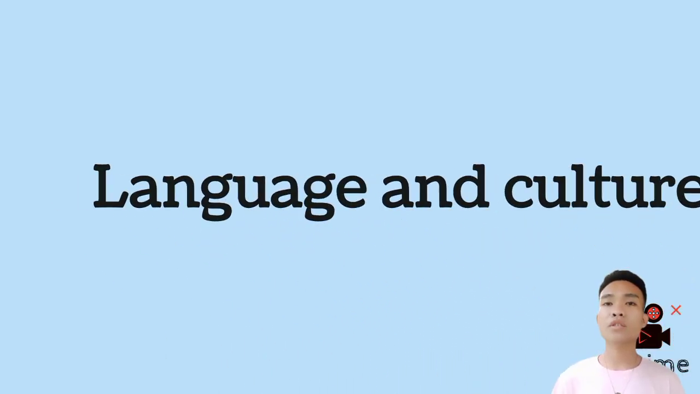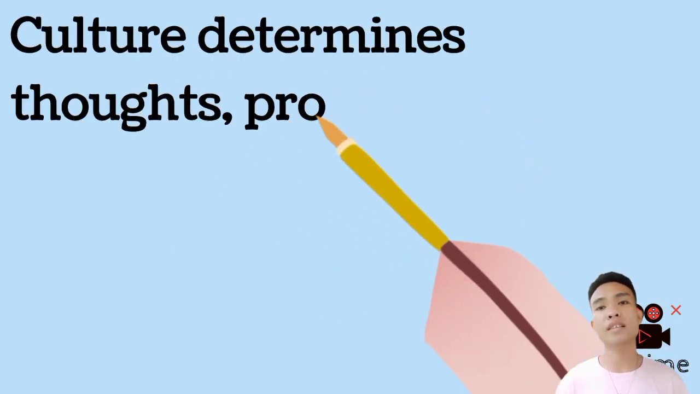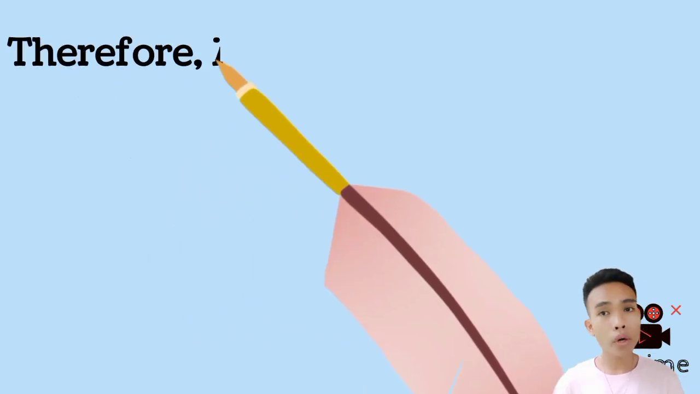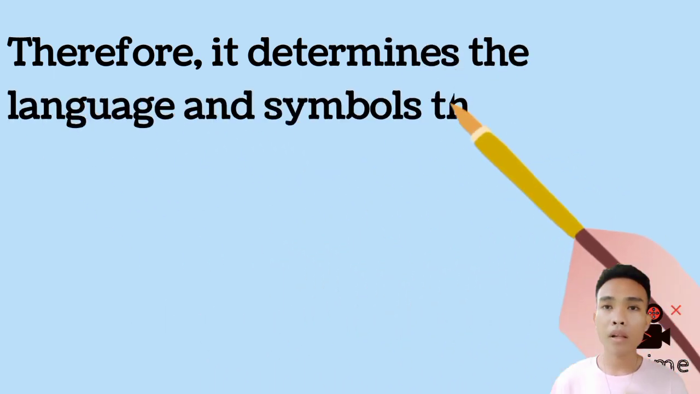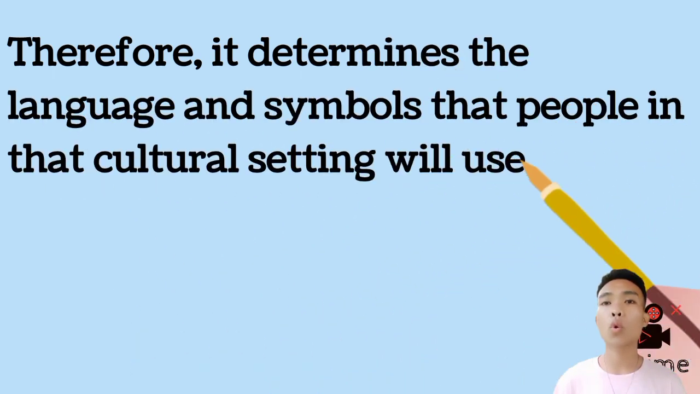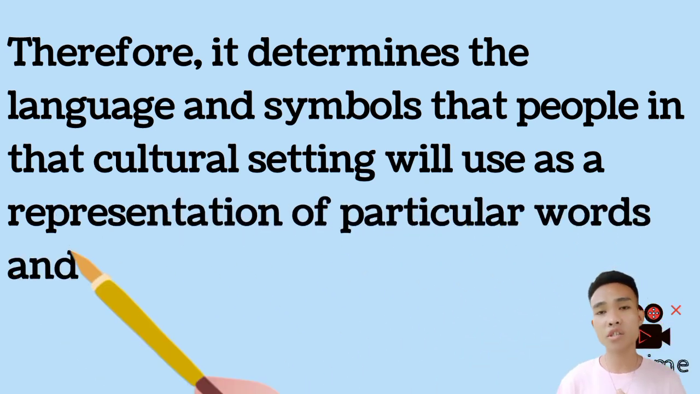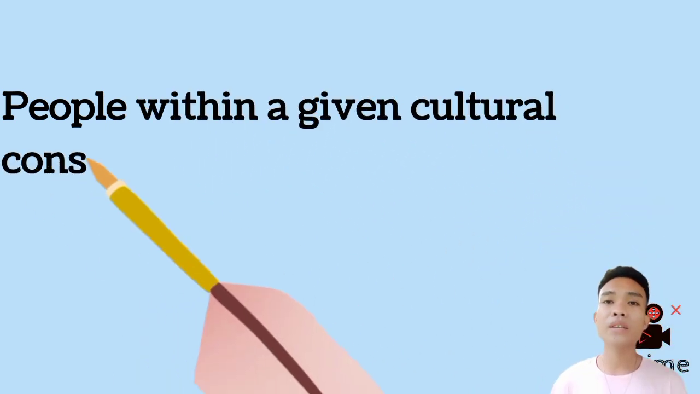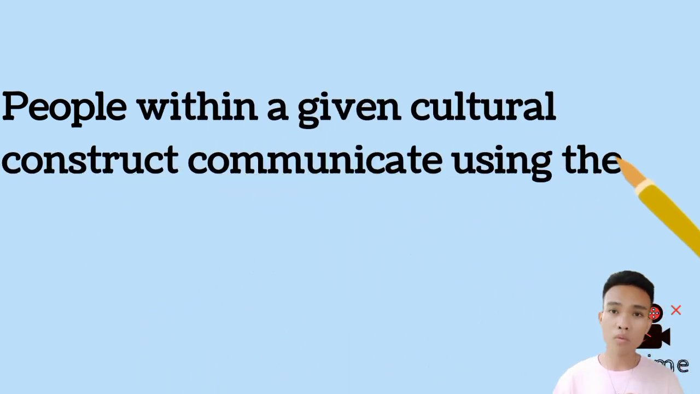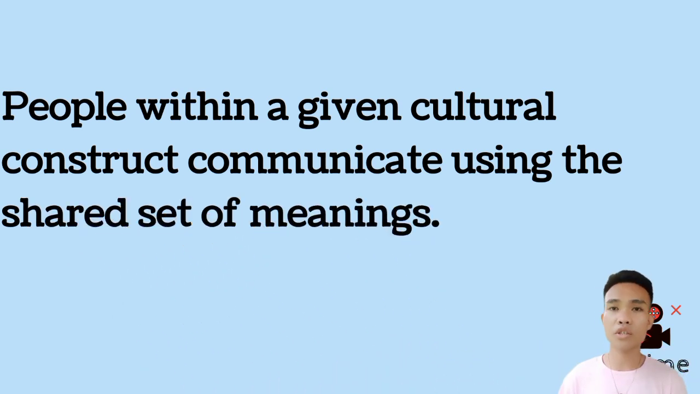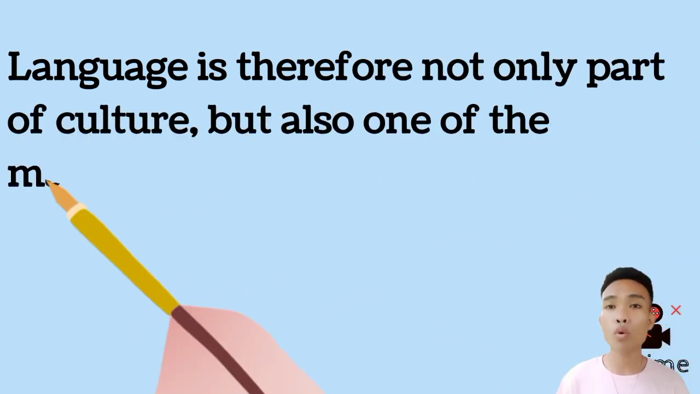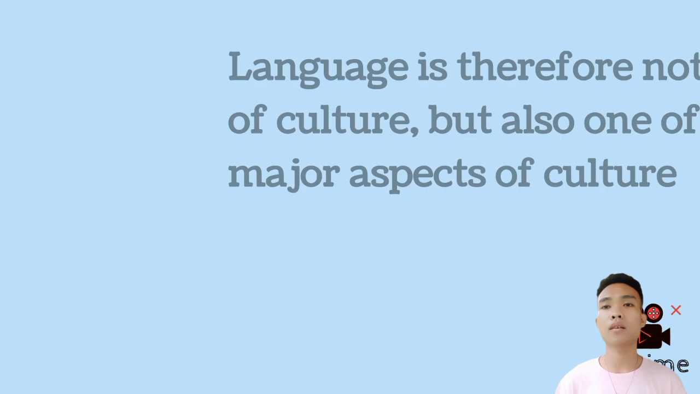Culture determines thoughts, processes, and words that exist in a given language. In addition, it provides words, mimes, and homophones that exist in language. Therefore, it determines the language and symbols that people in that culture setting will use as a representation of particular words and sounds. People within a given culture communicate using a shared set of meanings. Language is therefore not only part of culture but also one of the major aspects of culture.